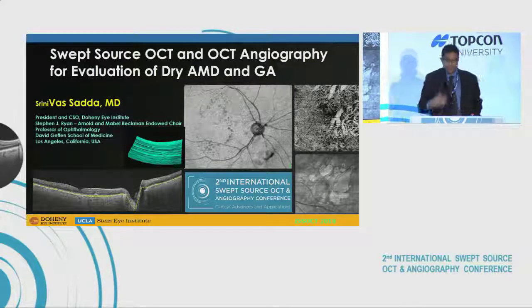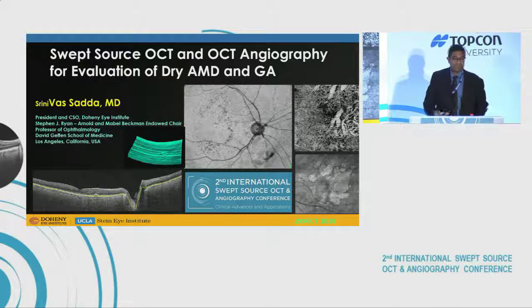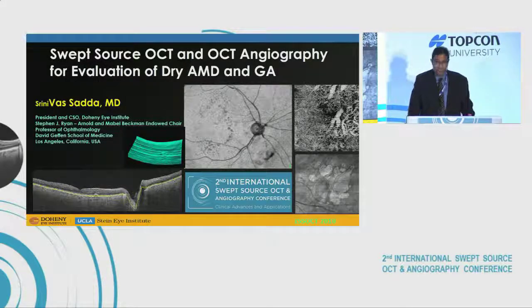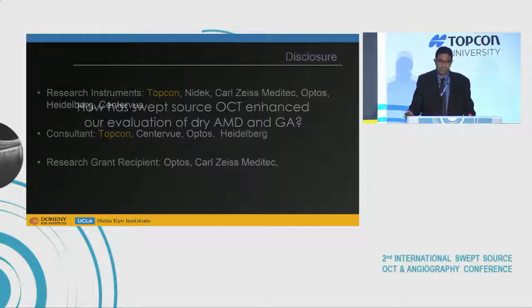I appreciate that. Oh, looks like my timer's already started. Okay, I'm going to have to get moving then. All right, so I'm going to talk about Swept Source OCT and OCT-A in dry AMD. These are my disclosures.